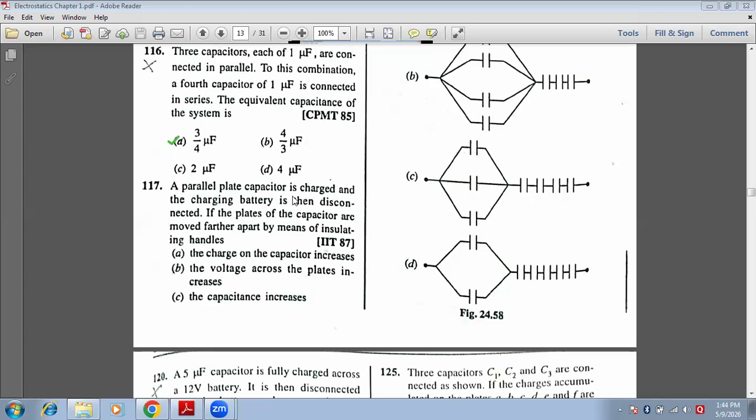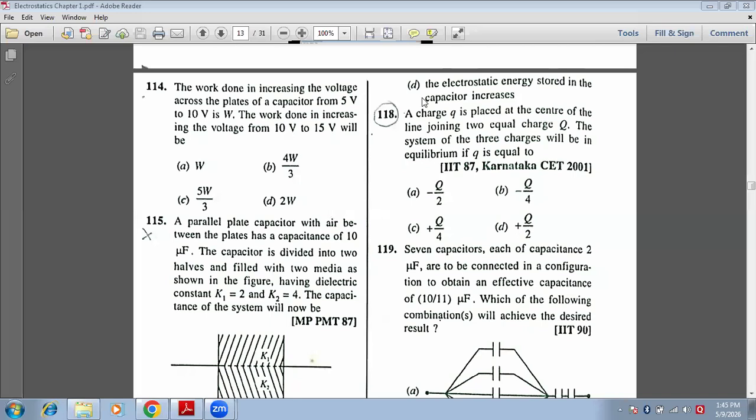A parallel plate capacitor is charged and the charging battery is then disconnected. If the plates of the capacitor are moved further apart by means of insulating handles: option A, the charge on the capacitor increases; option B, the voltage across the plates increases; option C, the capacitance increases; option D, the electrostatic energy stored in the capacitor increases. Correct answer: option B. The electrostatic energy stored in the capacitor increases.